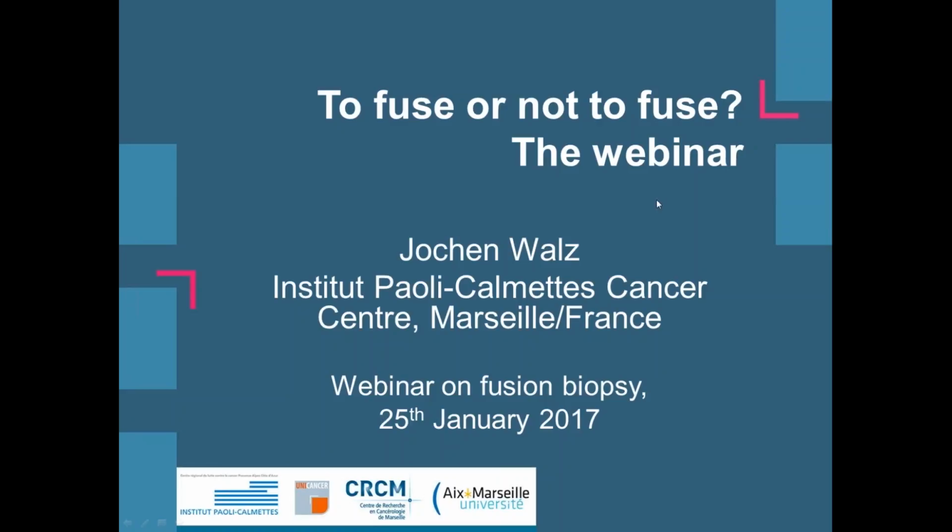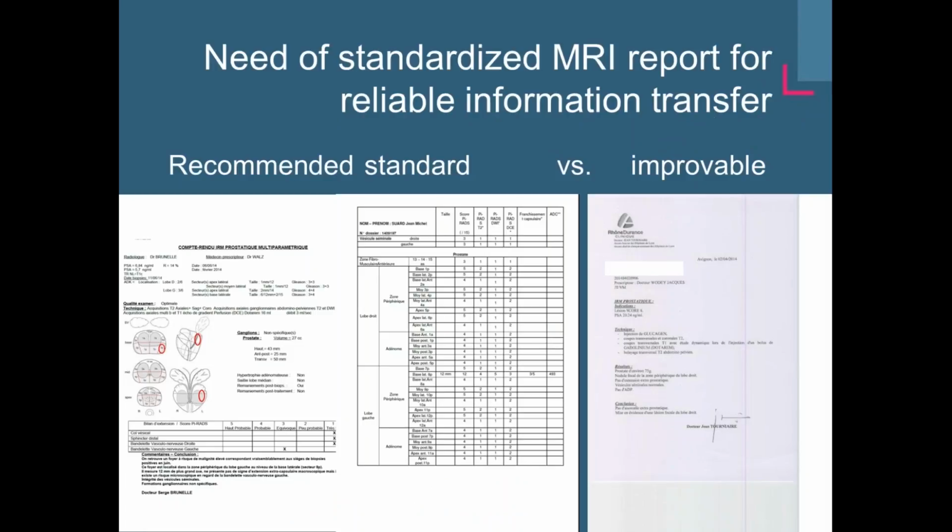So we were talking about the basics of MR, and now we are talking a little bit more about fusion itself. Jurgen mentioned already a little bit. What we really need is a reliable and standardized transfer of the information from radiology to urology. That is the cornerstone of the entire pathway. If we cannot get this information across to urology, then it will not work.